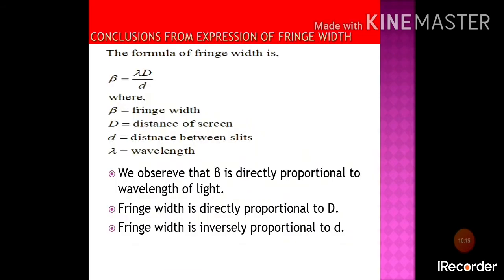Now what conclusion do we draw from the expression of the fringe width? We know the formula for the fringe width is beta equals lambda capital D upon small d. You know all the factors: beta is the fringe width, capital D is the distance of the screen, small d is the distance between the slits, and lambda is the wavelength of light used. So what you observe is that your fringe width is directly proportional to the wavelength of light used. If you increase the wavelength, your fringe width will also increase.